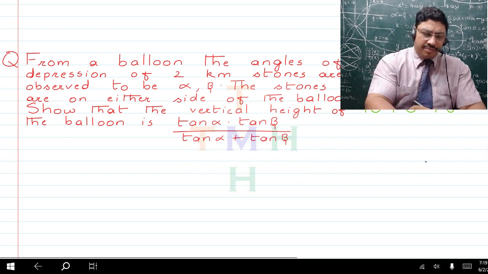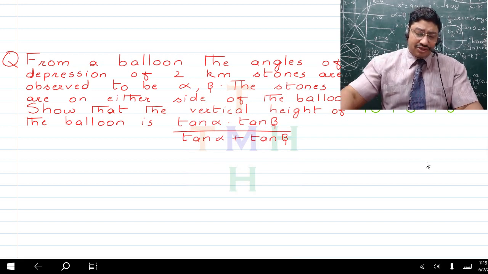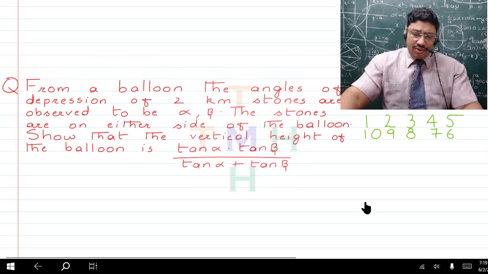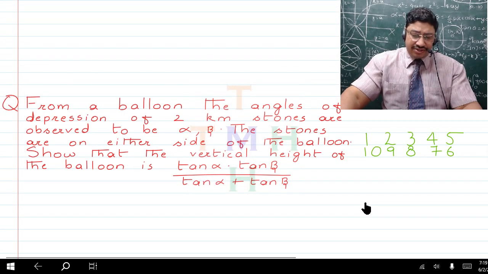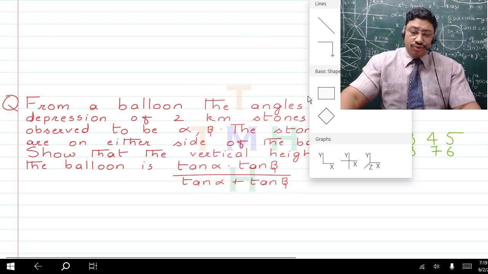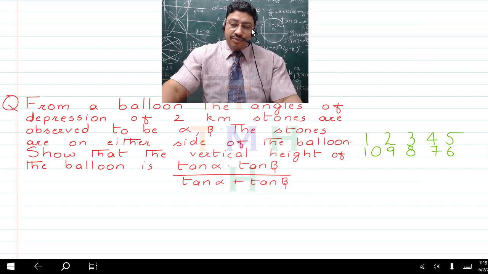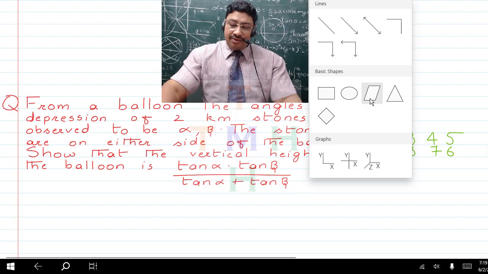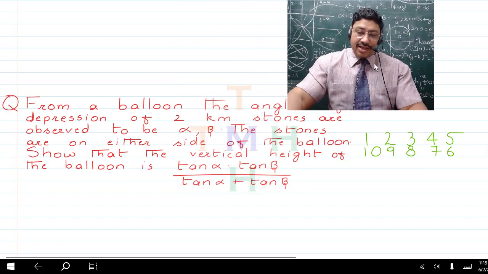So here, children, we've been given, as you've seen, that there is a balloon and you have the angles of depression of 2 kilometer stones, which are observed to be alpha and beta. So here, first what we require to do is make the balloon and the 2 kilometer stones, right? And for that matter, now here we get the triangle.